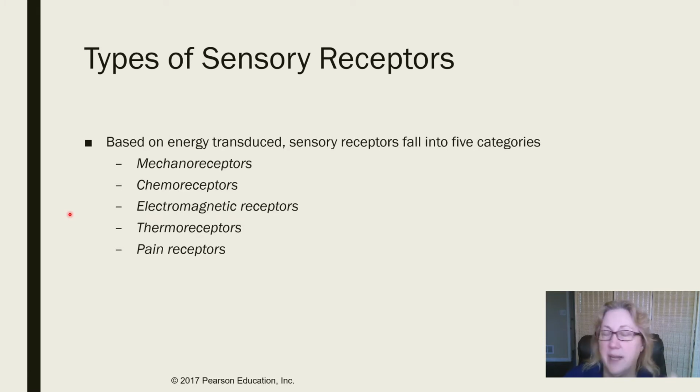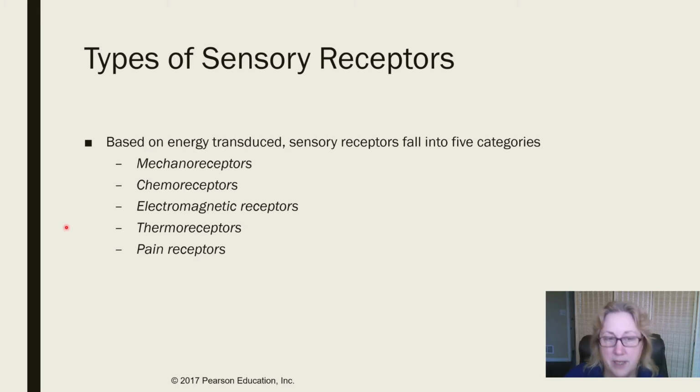Electromagnetic receptors. The electromagnetic spectrum includes light, so we have electromagnetic receptors in our retina. Thermoreceptors would be detecting changes in temperature, and we have thermoreceptors for both hot and cold.